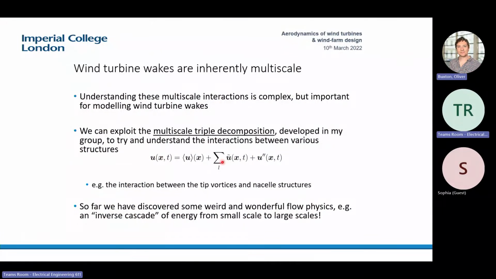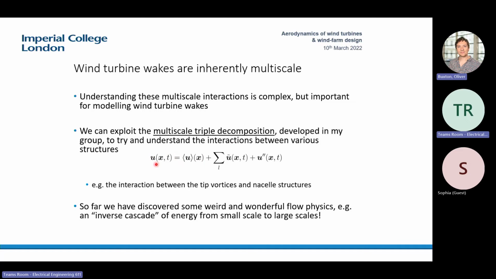And then finally, we might be interested in the physics. So why do these different coherent motions exist? What are the energy sources that energize them? And so we developed what we call the multi-scale triple decomposition.